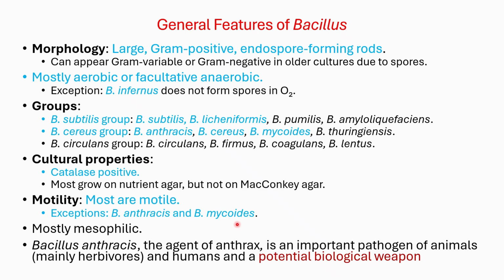Most are mesophilic. Notably, Bacillus anthracis is a significant pathogen of herbivores and humans and is recognized as a potential biological weapon. So, the general features of Bacillus that we should remember is that it is a gram-positive endospore-forming rod, which is usually aerobic, and catalase positive, and most are motile except anthracis and mycoides.